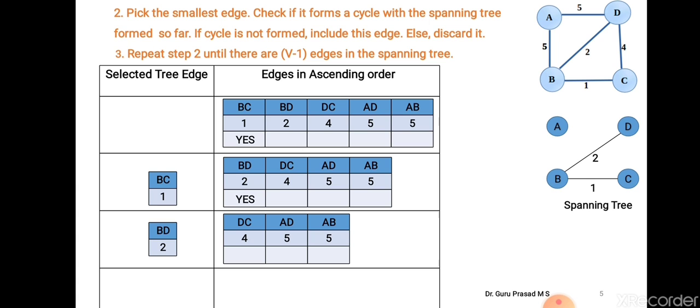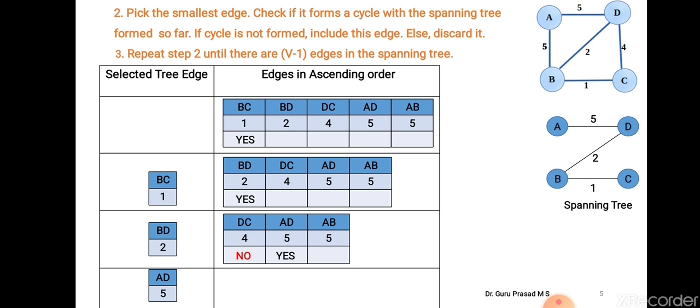Pick the smallest edge. The smallest edge is DC, its value is 4. If I select the edge DC, see what happens in the figure. It forms a cycle. So I am not selecting the edge DC. The next edge is AD, its value is 5. If I select the edge AD, it does not form any cycle. So I am considering that edge.